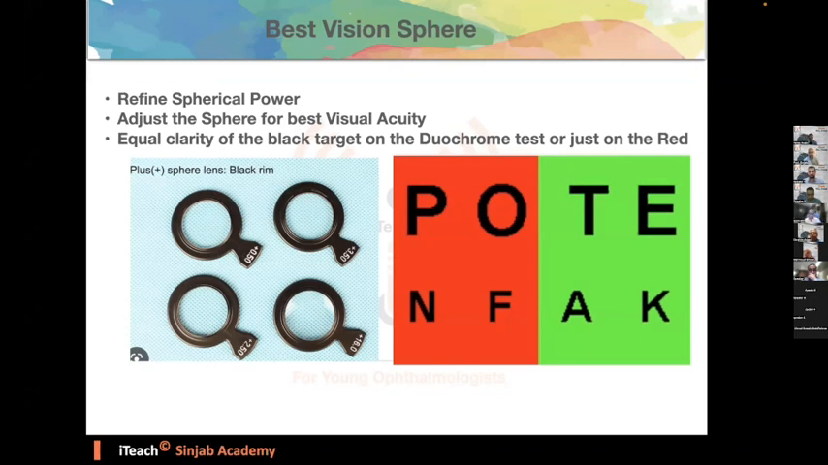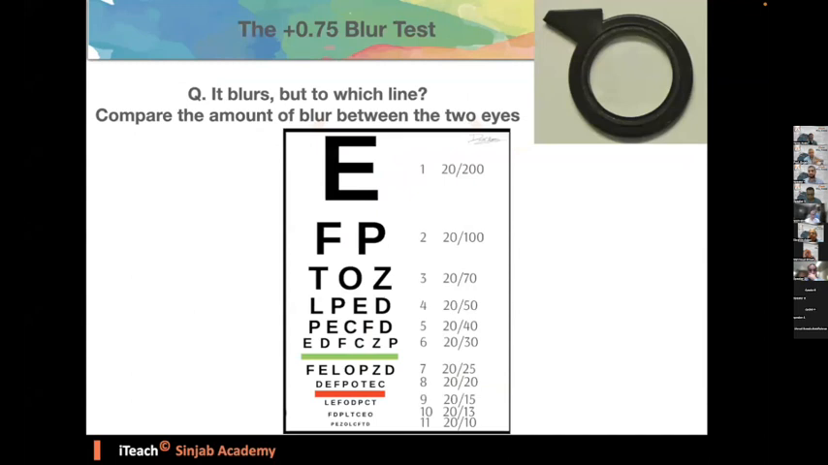Now, the plus 0.75 blur test is we intentionally blur the vision of the patient after examining the Jackson cross, and we should compare the amount of blur. If the patient was 6/6 and then he becomes 6/9, then we will modify by adding plus 0.25 diopter. But if the patient blurs significantly below 6/12 or worse, we should check our refraction and modify it.